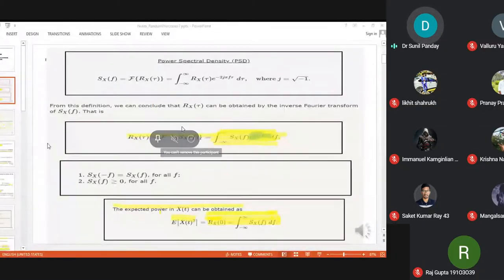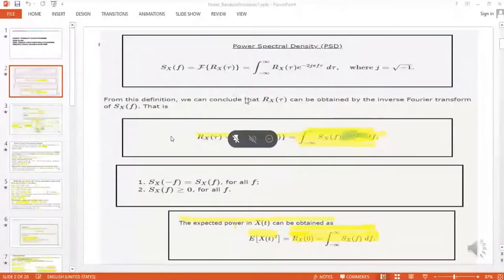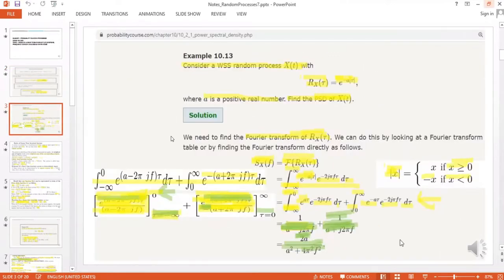So we have already discussed these results. The power spectral density, and the inverse of the power spectral density is Rx(tau), and then the expected power, expectation of X(t) squared, is equal to Rx(0), and it is equal to the integral from minus infinity to plus infinity of Sx(f) df. Then we have already solved this problem. So here you have a full explanation of how we are integrating and substituting the limits; you can check the video that I already shared with you. There it is clearly visible.